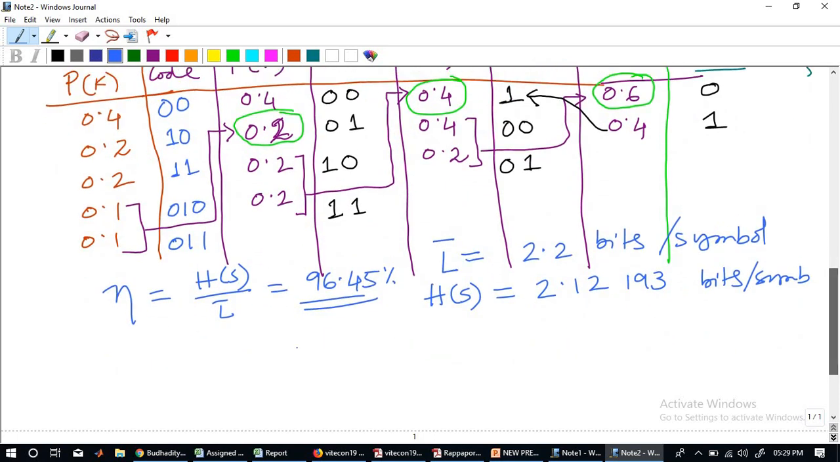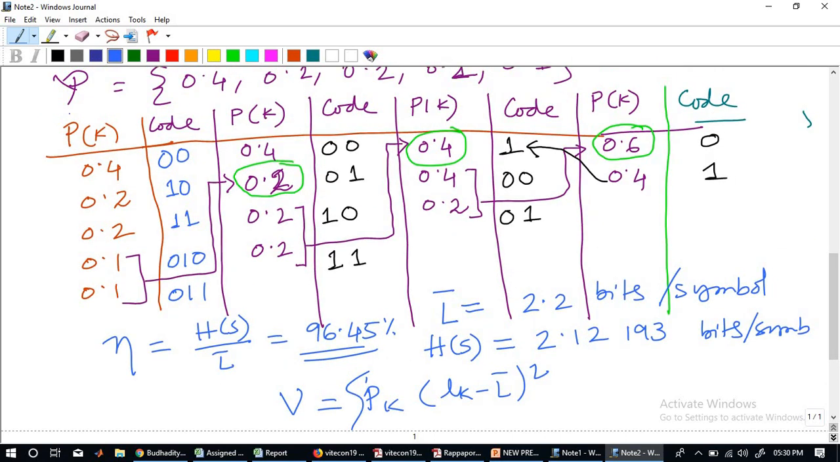Now, can you give me the variance? Variance has the formula summation of P of K times (LK minus L average) whole square. So substitute the respective probabilities. You only have to take the last one, because the first two columns are the ones where you have to focus. See, this is what you have to focus on. Only this one, because the code that you are looking at over here, the second column, is your final outcome.